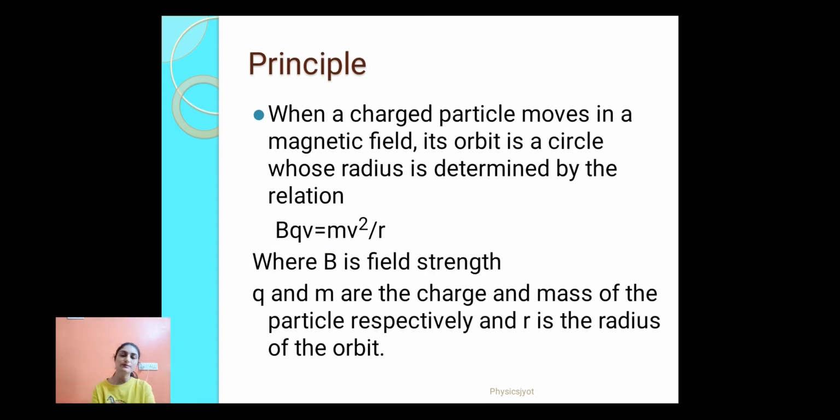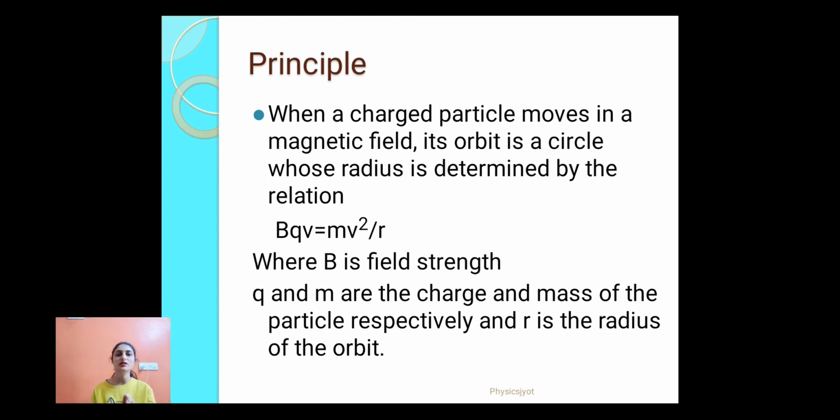Now what is the principle which is used over here? Now we know whenever a charged particle moves in a magnetic field, its orbit is a circle and its radius is determined by the relation where we have BQv, that is the magnetic force, and mv square upon r, which is the centripetal force. We have to balance these two forces. So we will get v cancelled on the two sides and we will get r equals to mv upon qB.